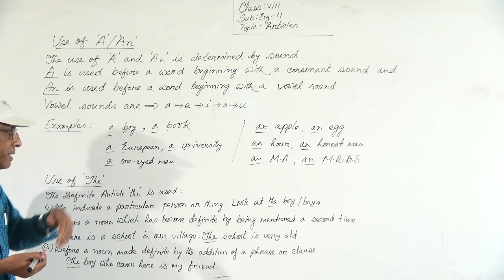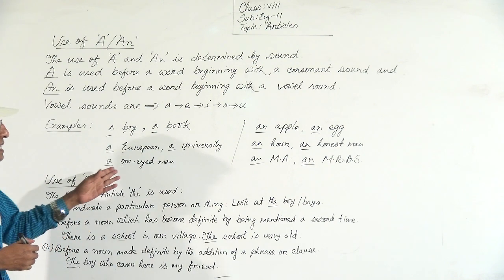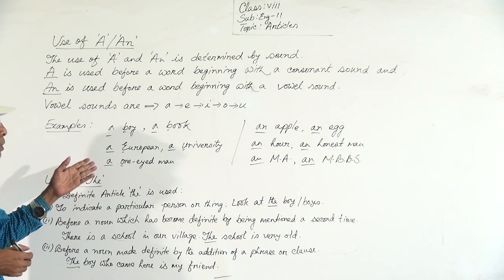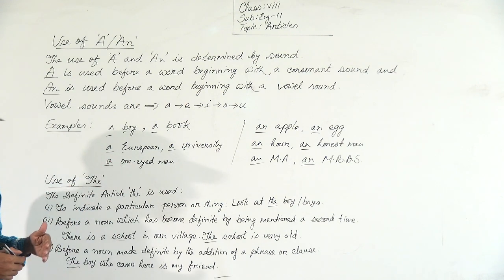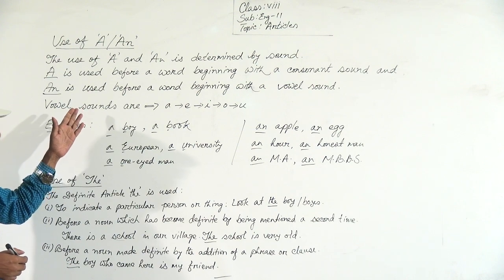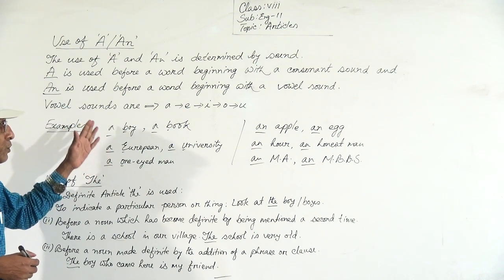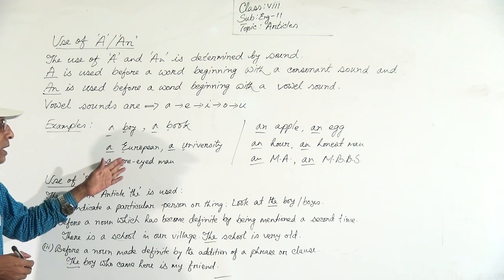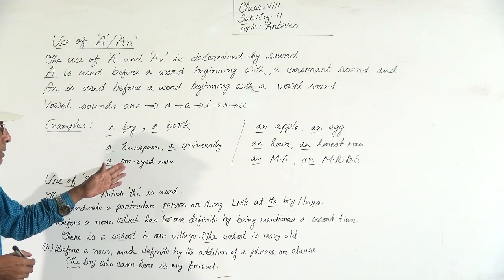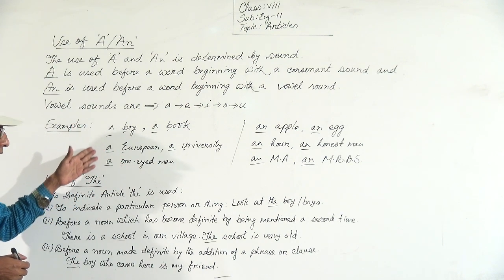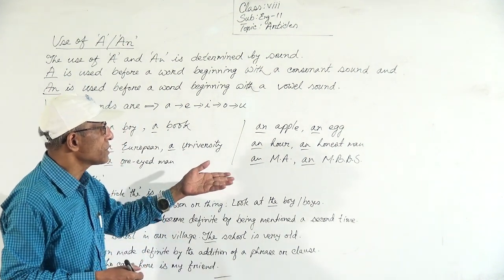A one-eyed man. Though there is a vowel o, the sound is consonant, so you have to use a before one-eyed man. So if a word begins with a consonant sound, then you have to use a, like this. Okay, then see the other examples.